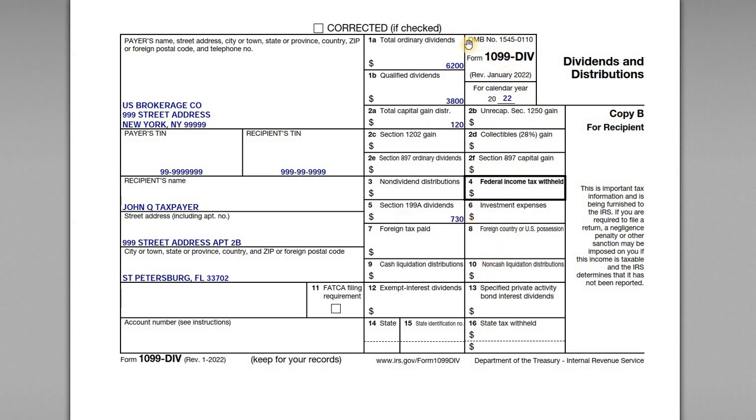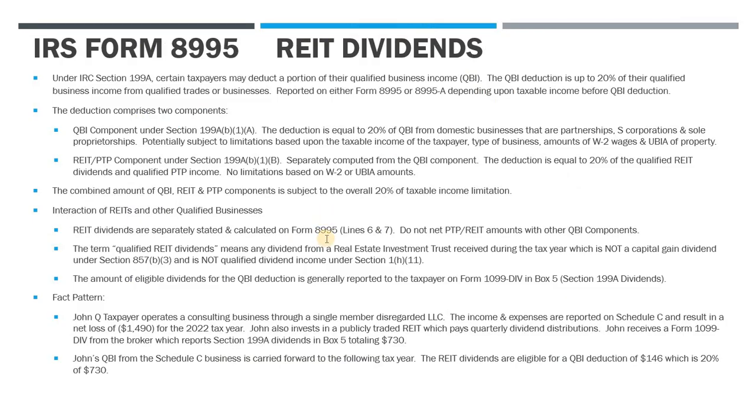So you'll get something that looks like this that might have the ordinary qualified dividend amounts, some capital gain distributions, and they should separately state the amount of eligible Section 199A dividend amounts, right? And so there's that $730 that's going to apply to John's taxes. Now let's look at the fact pattern itself, and then we'll go back to the return.